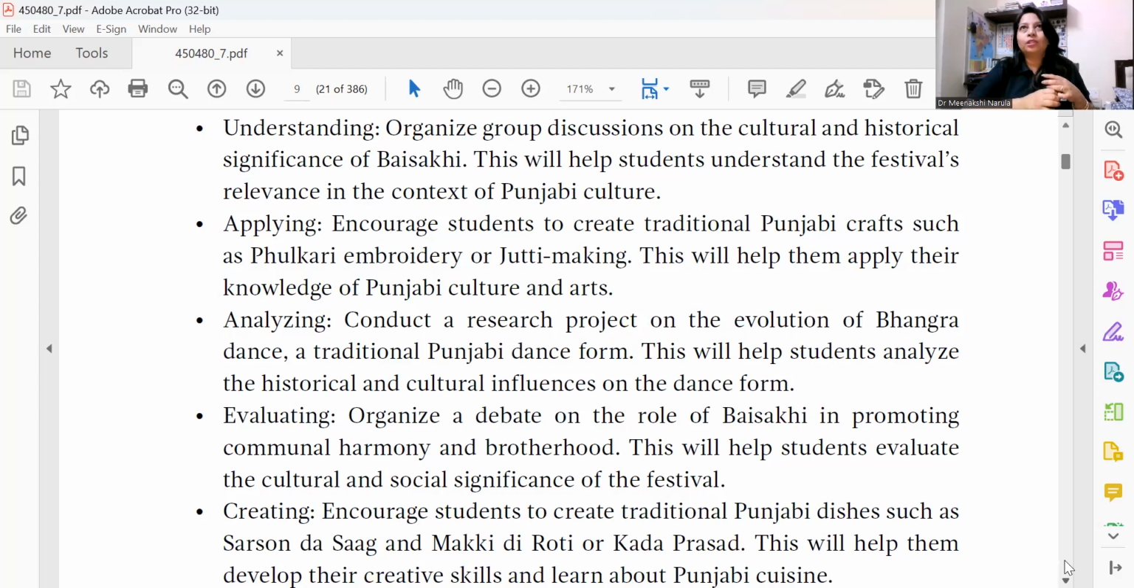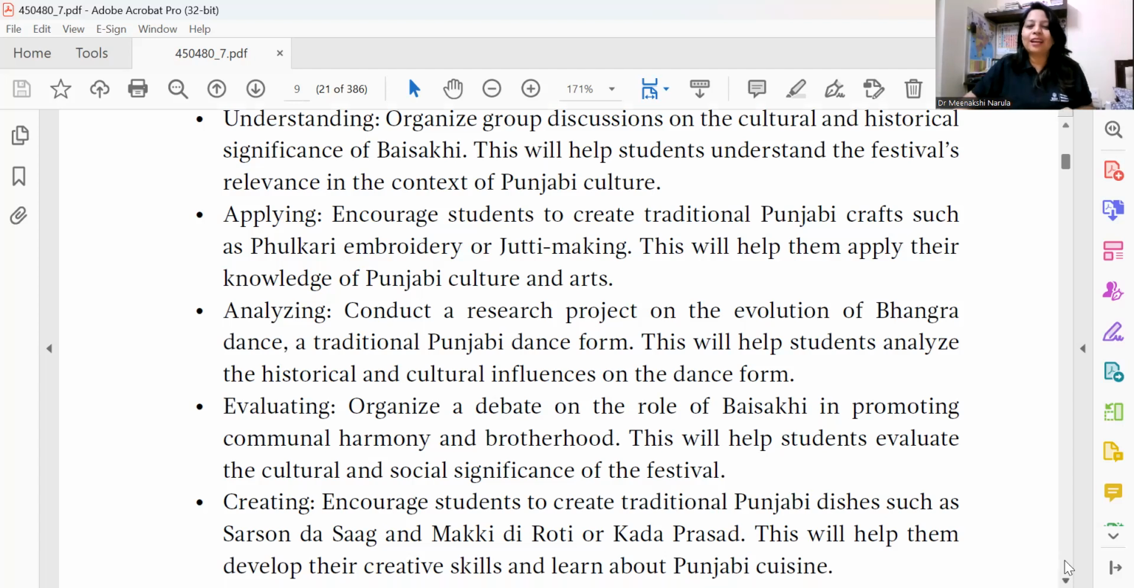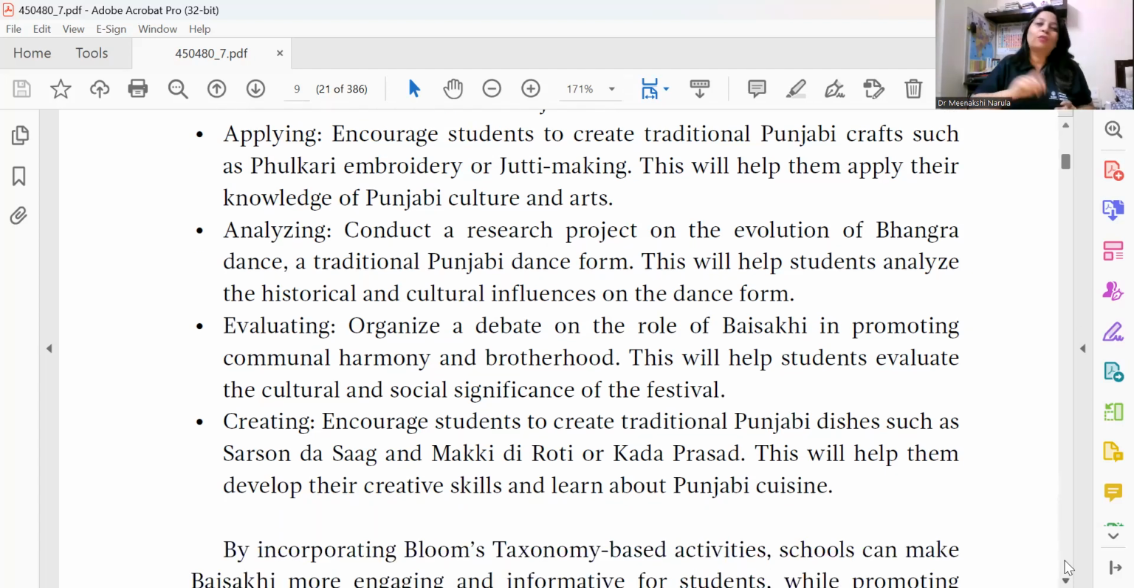When we talk about G20, what is our theme? Vasudhaiv Kutumbakam, right? Vasudhaiv Kutumbakam. The world is a family. Talking about brotherhood, this is how we are relating the same with this also. So you see, you can correlate it with the G20 theme as well.